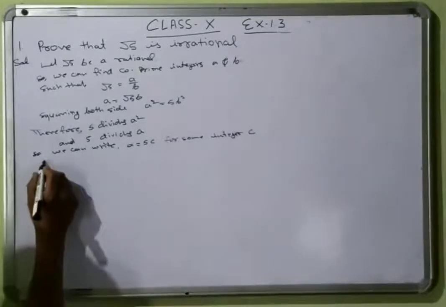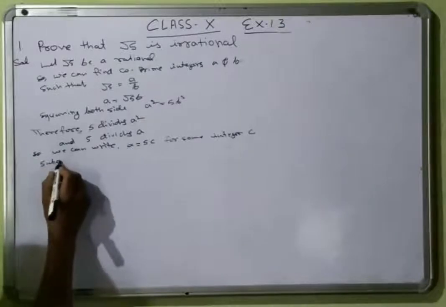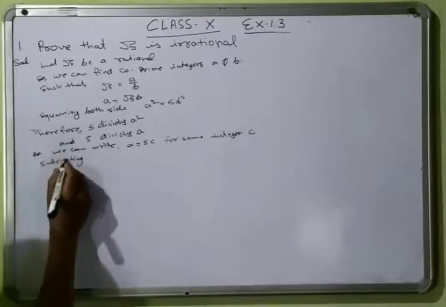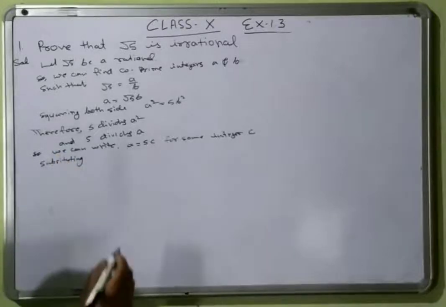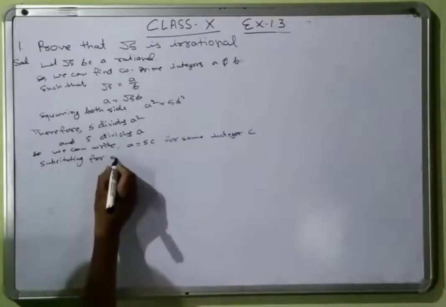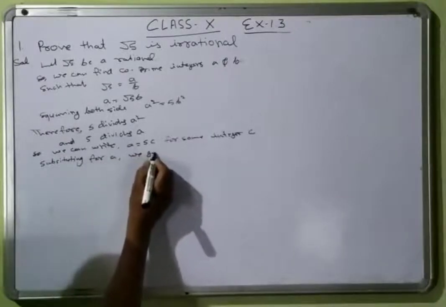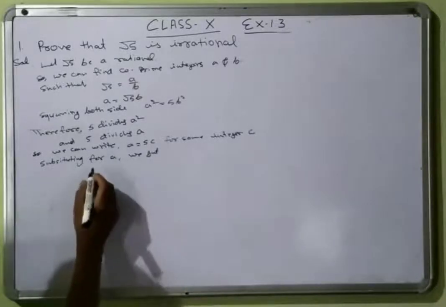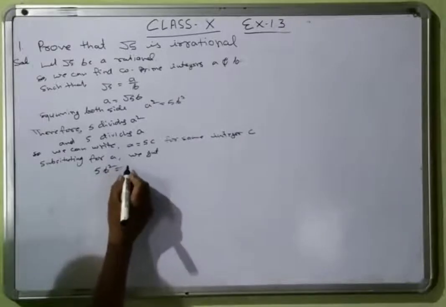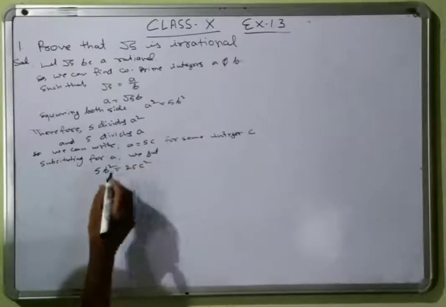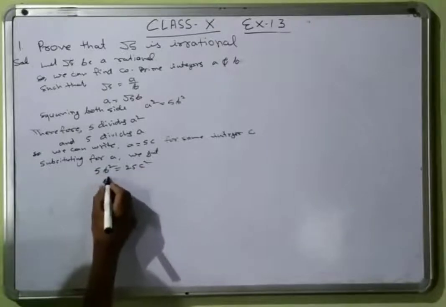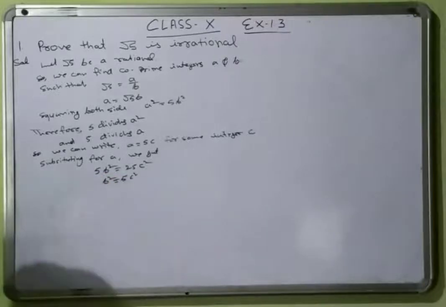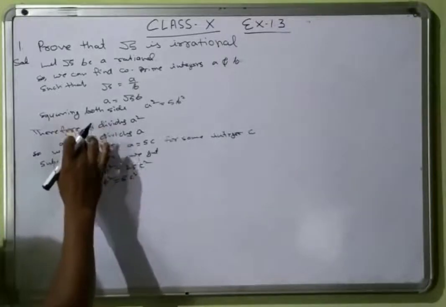Substituting for a, we get 5b square is equal to 25c square. 5 cancels, so that will be b square is equal to 5c square. 5 fives are 25.